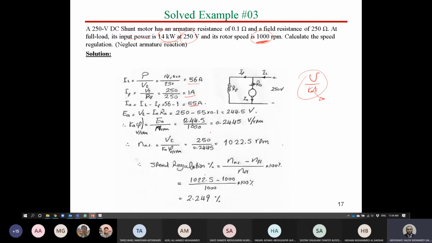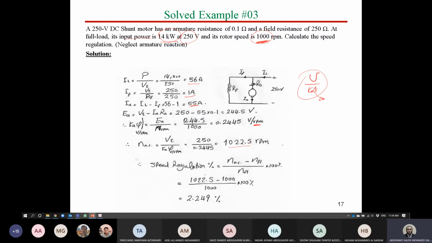As you can see here in this problem, we get KA phi or machine constant in V per RPM, not radian per second. It's possible. However, when you use it again, consider that it's voltage per RPM. So now we can say N at no load equals V over KA phi, and this gives you directly the value of speed in RPM.